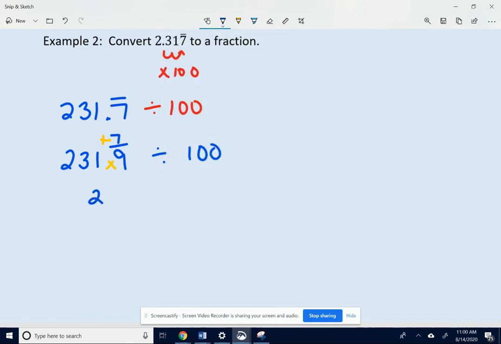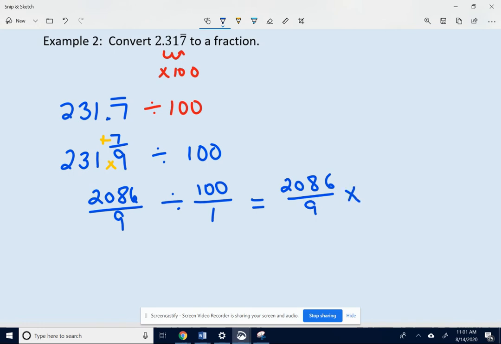So I have 2,086 over 9 divided by 100, and 100 as a fraction is just 100 over 1. So we have 2,086 over 9 divided by 100 over 1. Now we just copy, change, flip: 2,086 over 9 times 1 over 100. So we have a multiply problem with fractions.